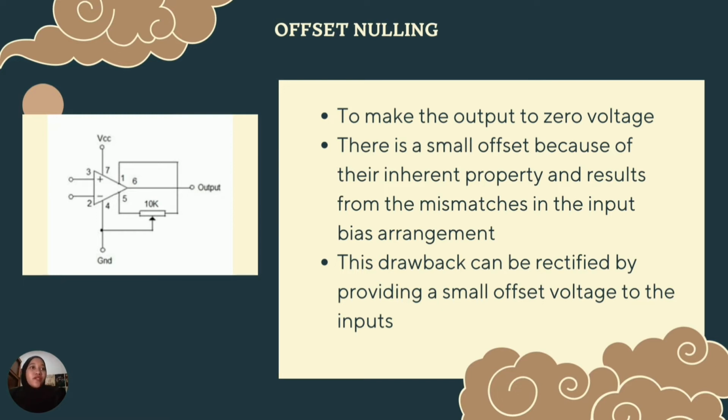So a small output voltage is available at the output of some op-amps even if the input signal is zero. This drawback can be rectified by providing a small offset voltage to the inputs. This is known as the input offset voltage. To remove or null the offset, most op-amps have two pins to enable offset nulling. For this, a pot or preset with a typical value of 400K should be connected between pins 1 and 5 with its wiper to the ground. By adjusting the preset, the output can be set at 0 voltage.